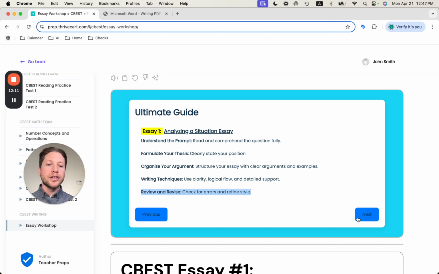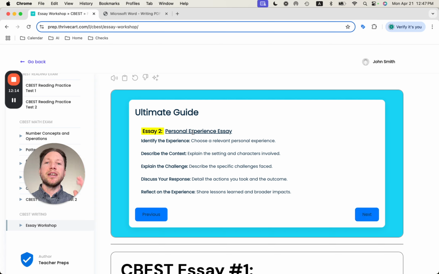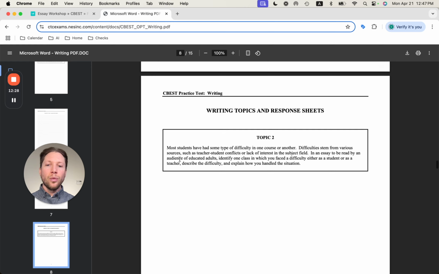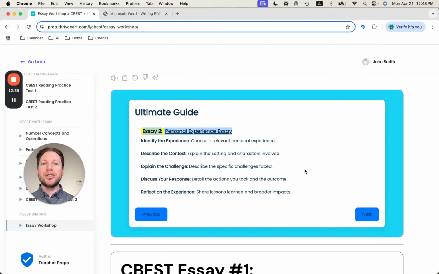All right, now let's go on to essay number 2. And here's the guide. Again, take a screenshot if you're watching this, or grab your notes and write it by hand. Remember that essay number 2 is going to ask you to share about a personal experience. And in order to better understand that, we can go back to essay number 2, where we had the prompt about where you have faced personal difficulty, whether as a student or a teacher, but in the classroom. Find a connection to your own personal life so that you can share it to the test administrator in a meaningful way.